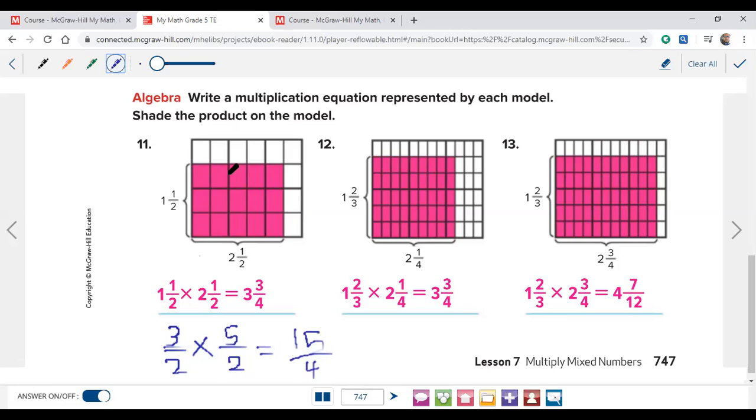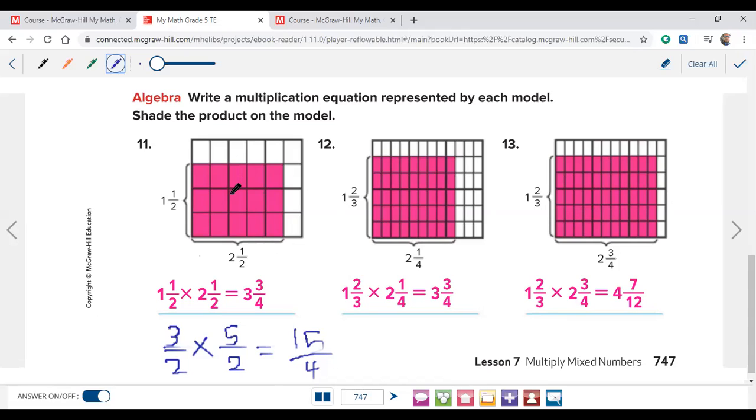15 out of 4. If you see this model, I can multiply 15 out of 4. As you see, in each column there are 4 squares, right? I have to shade only 15 out of 4. See, 3, and then 3, and then 3, and then 3, and then 3. Now I have 15, so it will be 15 out of 4.